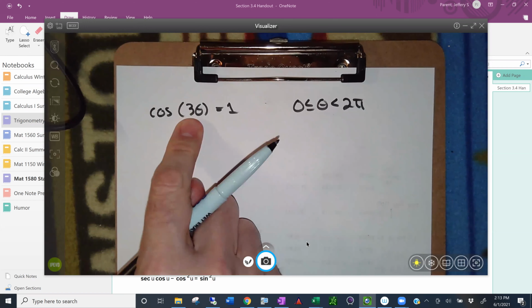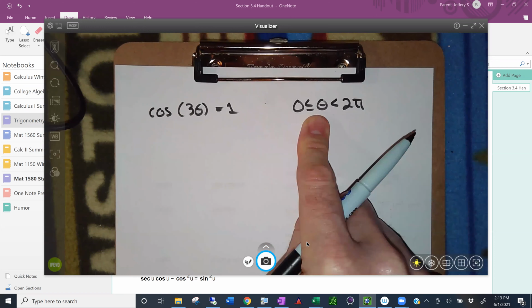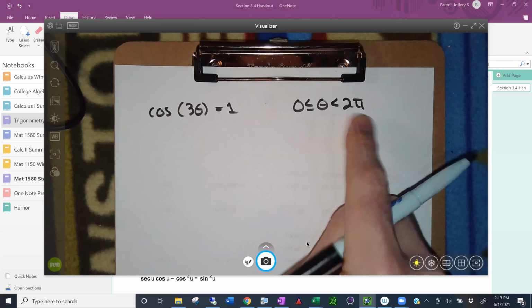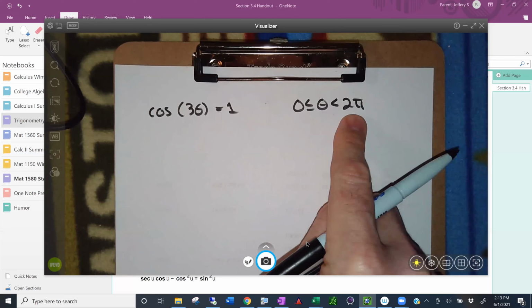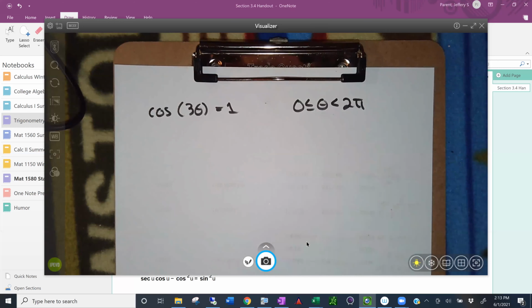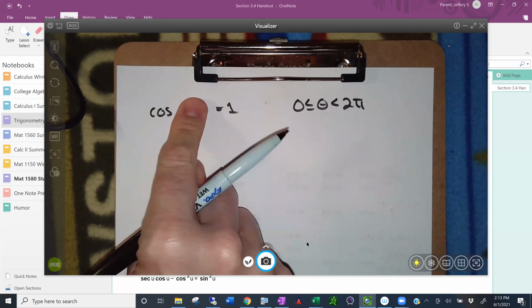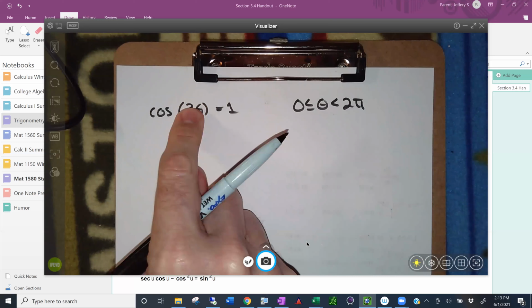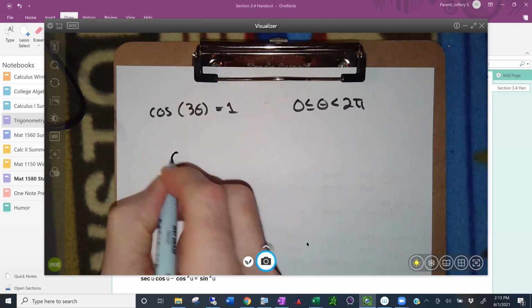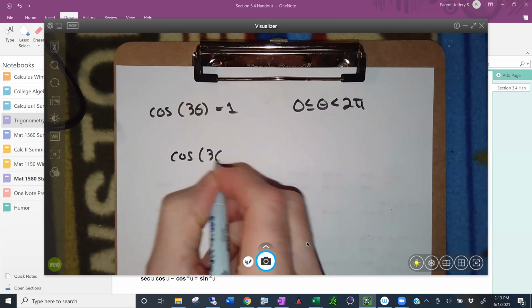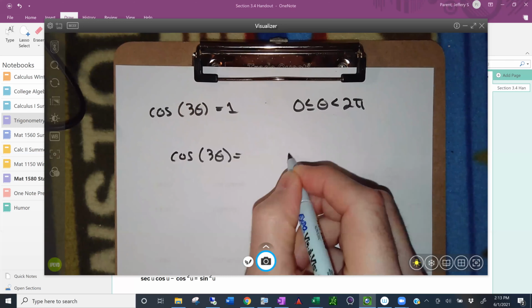Now we're actually going to go a little bit beyond the problem and solve this not just between 0 and 2 pi, but for everywhere. So I'm going to start by trying to get theta by itself. So I've got cosine of 3 theta equals 1.